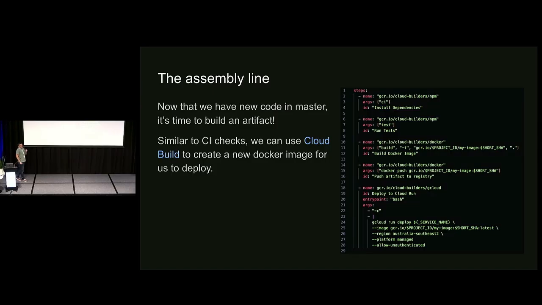So each step is pretty straightforward. It's sort of 3 lines to say, in the first one, install the dependencies, okay? And then it says it uses the npm cloud builder, and we're just doing npm ci to install cleanly the dependencies from the package lock. And then the next one, npm test. So it's not terribly complex to use, and it runs inside your own GCP environment.